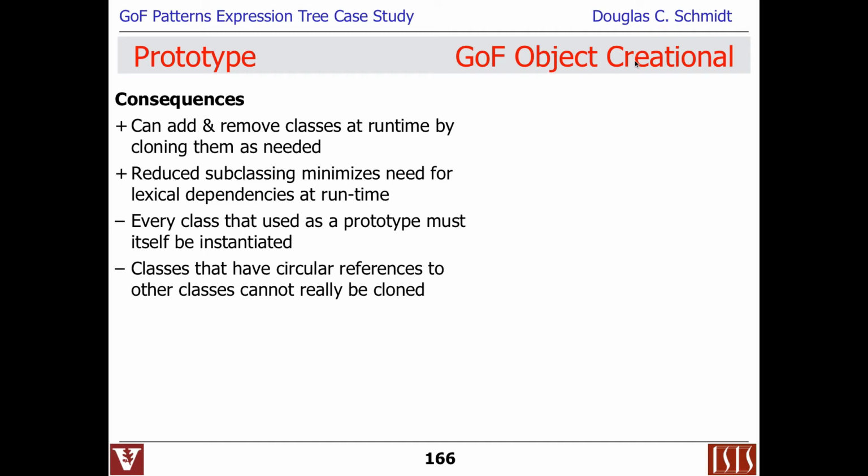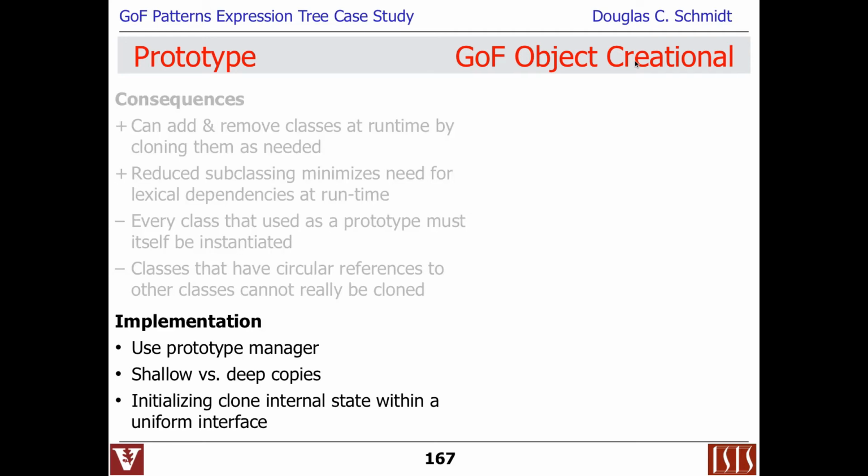The downsides, of course, are you have to make an object to clone it, so you may end up with extra space. For the kinds of places you typically use prototype, it's not a big deal. And you also have to be careful because if you have circular dependencies between things, they don't know how to clone each other, or they can't clone themselves. So you probably want to implement this using some kind of manager that keeps track of all the prototypes. You have to decide whether you make a shallow copy or a deep copy. If you use reference counting, you can sometimes get away with shallow copies. Otherwise, you have to make a deep copy.